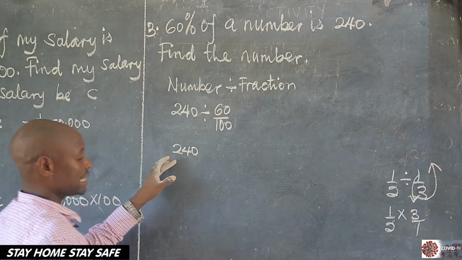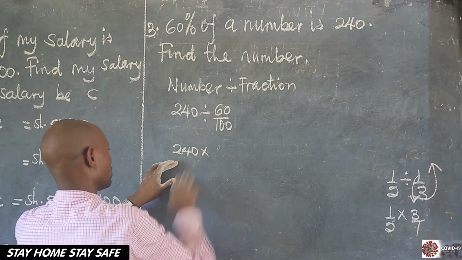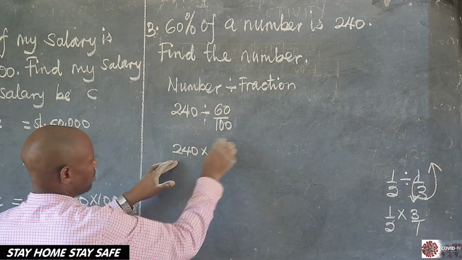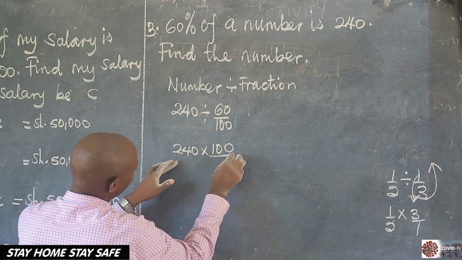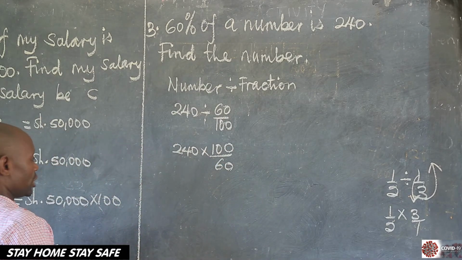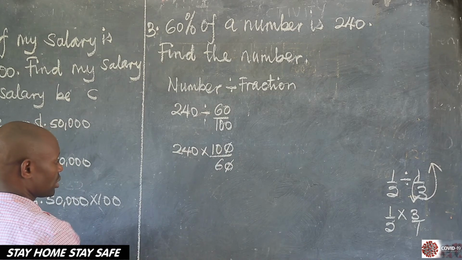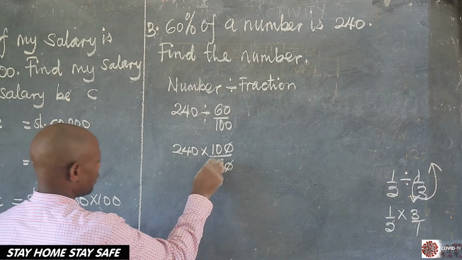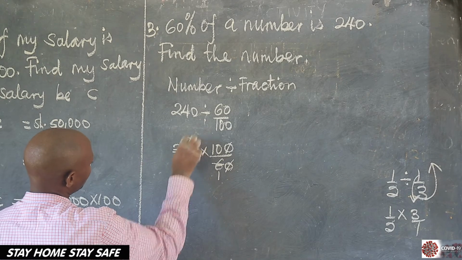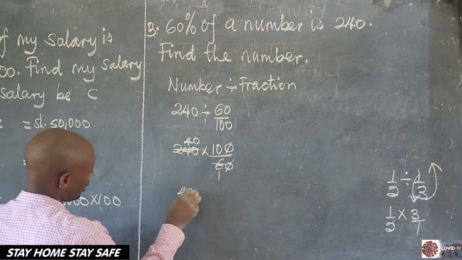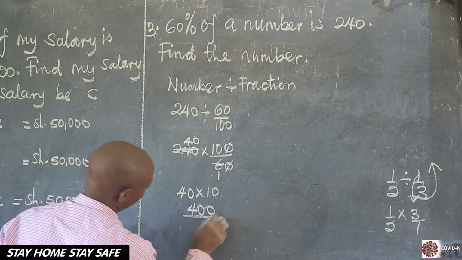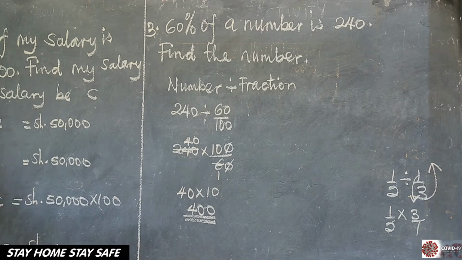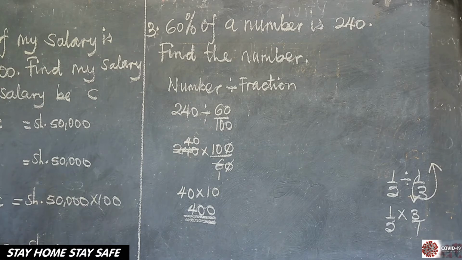The same shall be applied here. Division will change into multiplication, then this one becomes the reciprocal. And the reciprocal of 60 out of 100 is 100 out of 60. Begin cancelling. This 0 with that one. You can even cancel that. Divide by 6, 1. Divide by 6, we are getting 40. Therefore, we shall have 40 times 10, and this one is going to give you 400. Likewise, if you use the equation method, you are going to get the same answer.